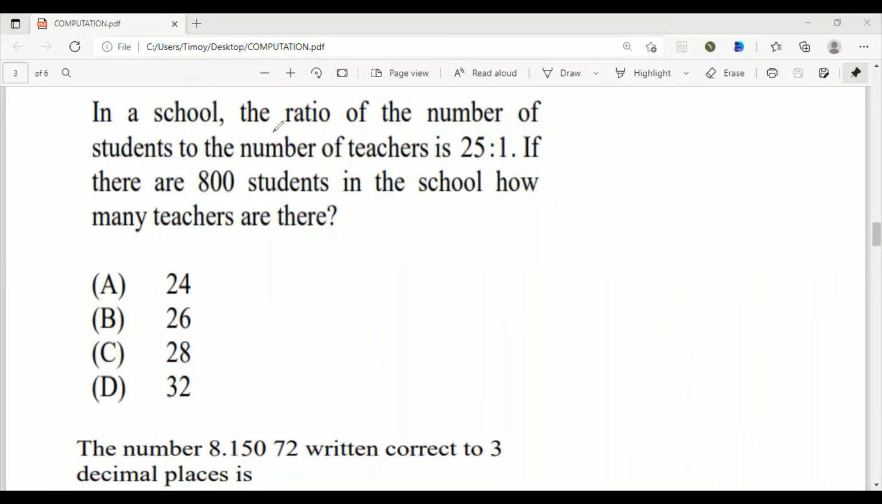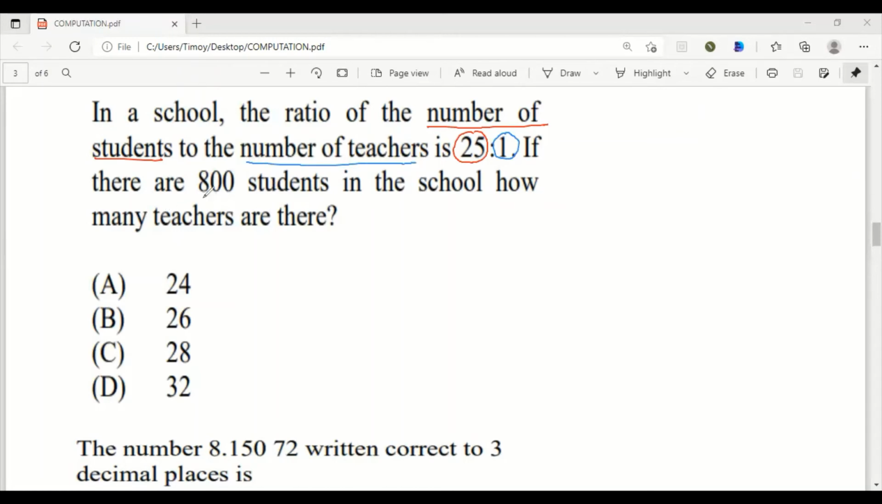In a school, the ratio of the number of students to the number of teachers is 25:1. If there are 800 students in the school, how many teachers are there? First, we need to have a clear idea of what the question is really saying. So what does this 25 really represent? This 25 represents the number of students, right? And what does this one really represent? This one represents the number of teachers, right?